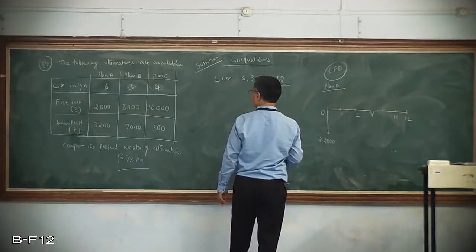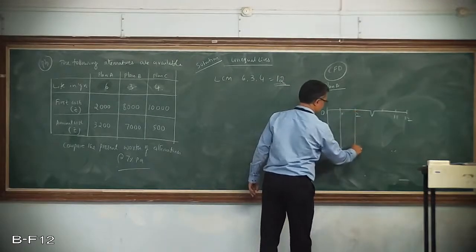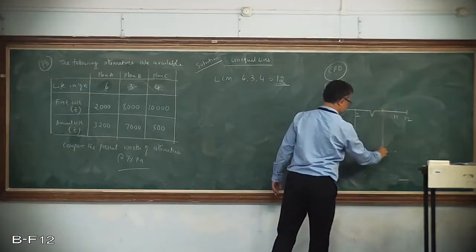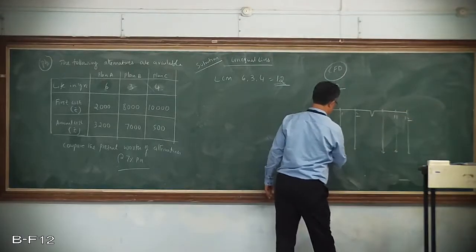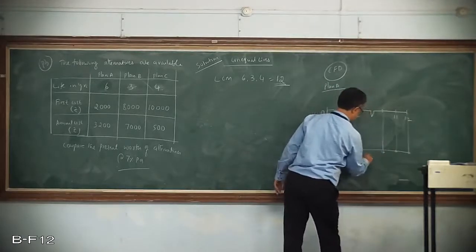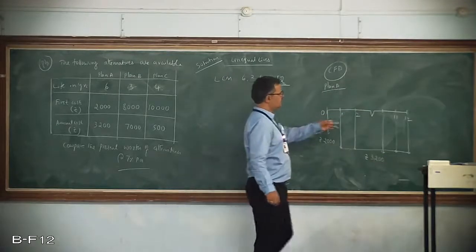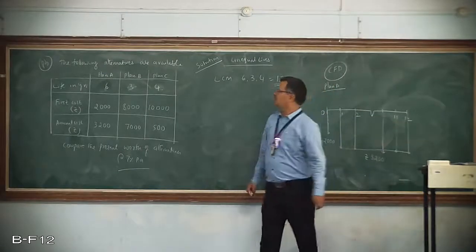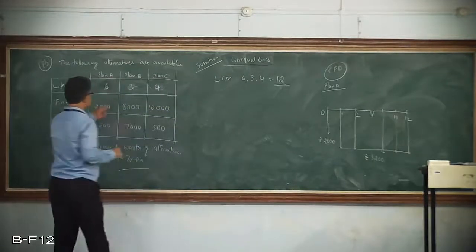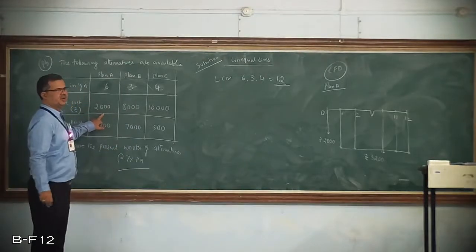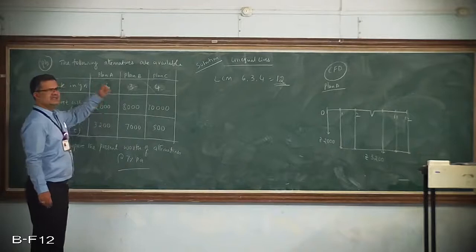Next, 3200 for entire lives. So I am going to write here. Okay, so remember here we have taken 12 years of common life. Now we are going to compare this plan A for 12 years, but the values are given for 6 years only. So we are going to assume that the same value is going to repeat for the remaining 6 years also.